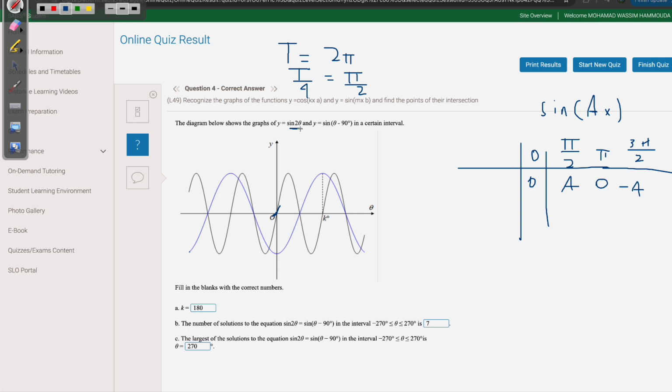Then sine (theta minus 90), as you can see, is shifted. Okay, so 0, a, 0, negative a, so that should be for the brown or black graph in this case. And when a is 0 in here, k is 180, k being x. That's good.